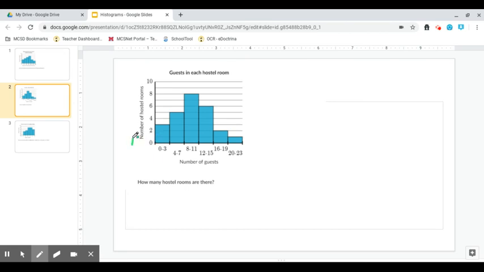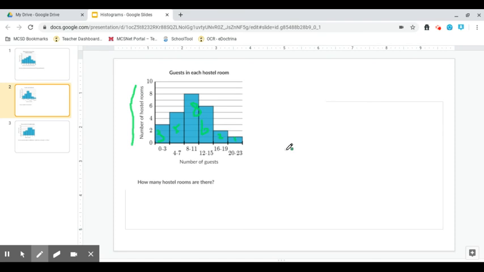if you look up, you see the number of hotel rooms that have these circumstances. So if you want to see how many rooms have 0 to 3, well, 3 of them. How many have 4 to 7? Well, 5 of them. How many have 8 to 11? 8 of them. How many have 12 to 15? 6. How many have 16 to 19? 2. And 1 has 20 to 23.